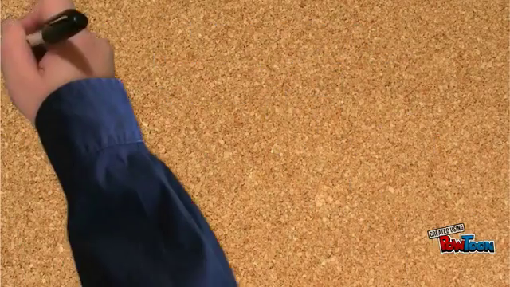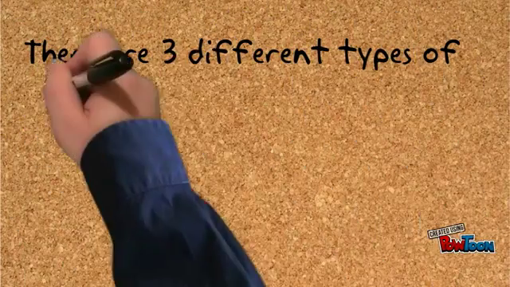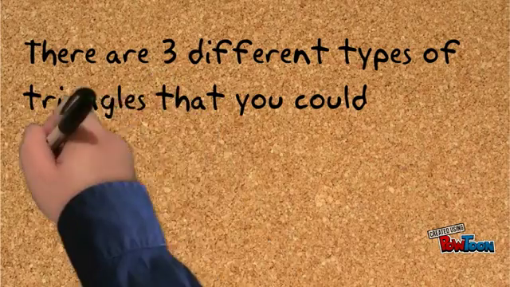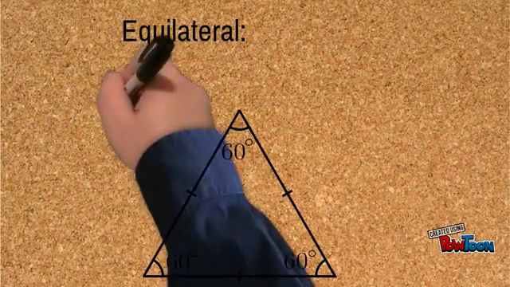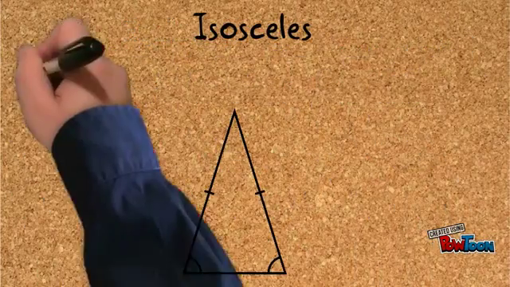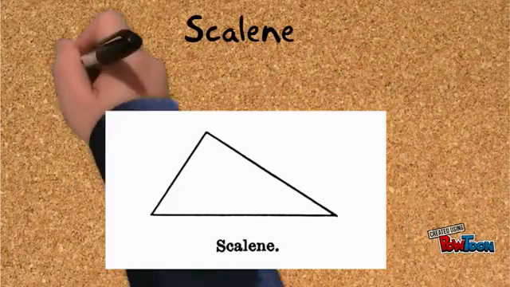There are three types of triangles that you could identify by their sides. Equilateral, they have three congruent sides. Isosceles, they have only two congruent sides. Scalene has no congruent sides.